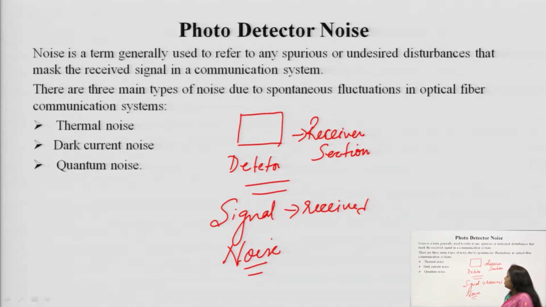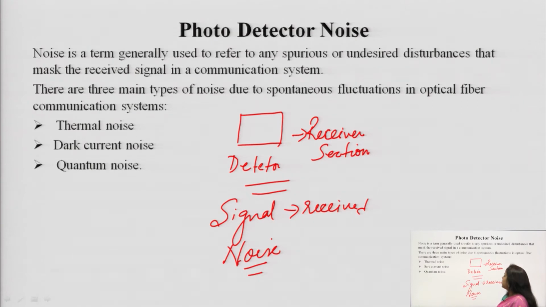Noise is a term generally used to refer to any spurious and undesired disturbance that masks the received signal in a communication system. This is a general definition of noise which is applicable to all types of communication systems, because noise is a disturbance, an undesired signal which is received in the communication system.